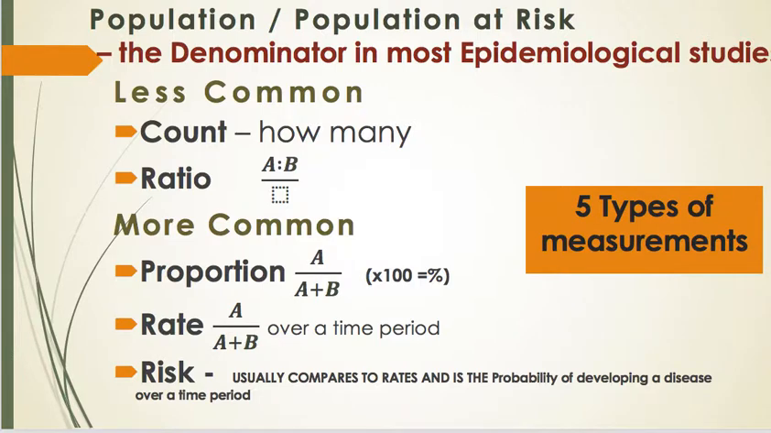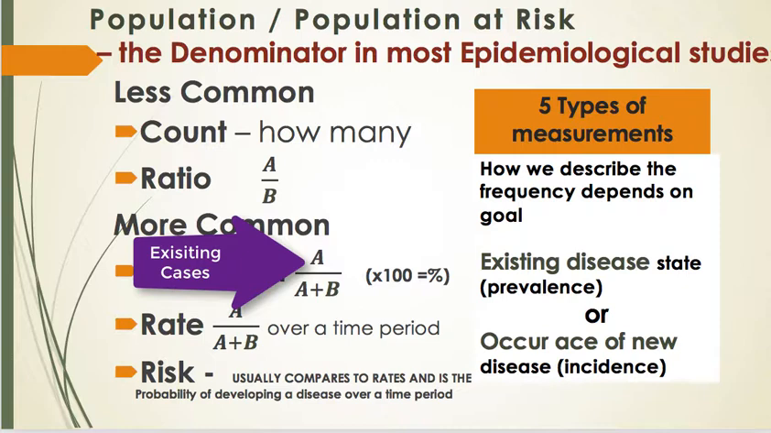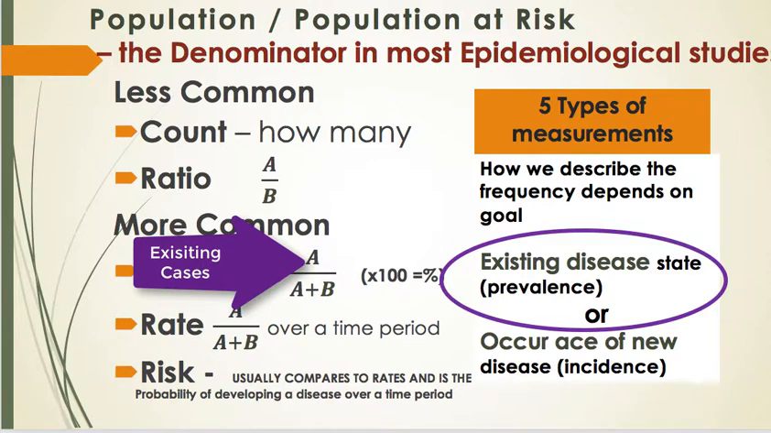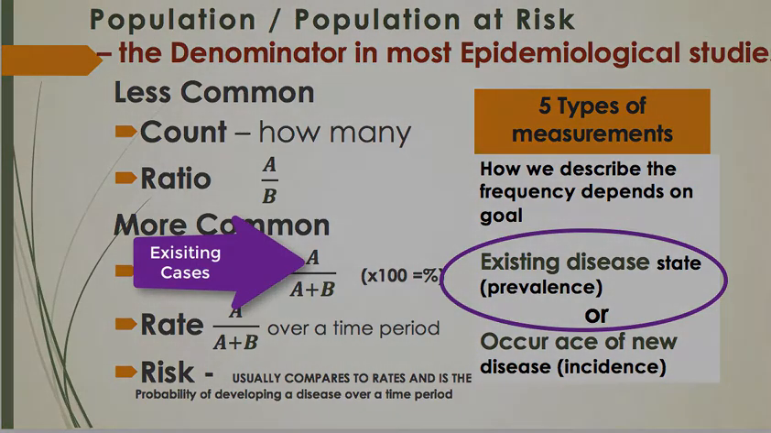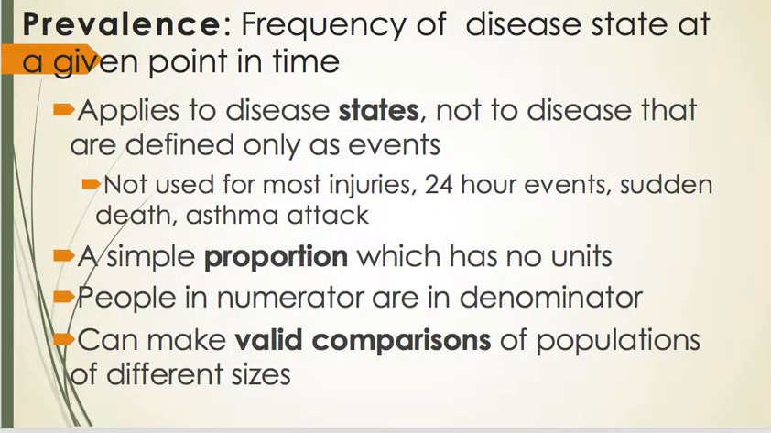So we have our 5 types of measurements: counts, ratios, proportions, rates, and risks. And again, we're going to use our proportions to do our calculation, but this time the number in the numerator will be slightly different, because instead of looking at incidence, the occurrence of new diseases, we're going to be looking at prevalence, and that's existing disease states. Prevalence is the frequency of a disease state at a point in time.